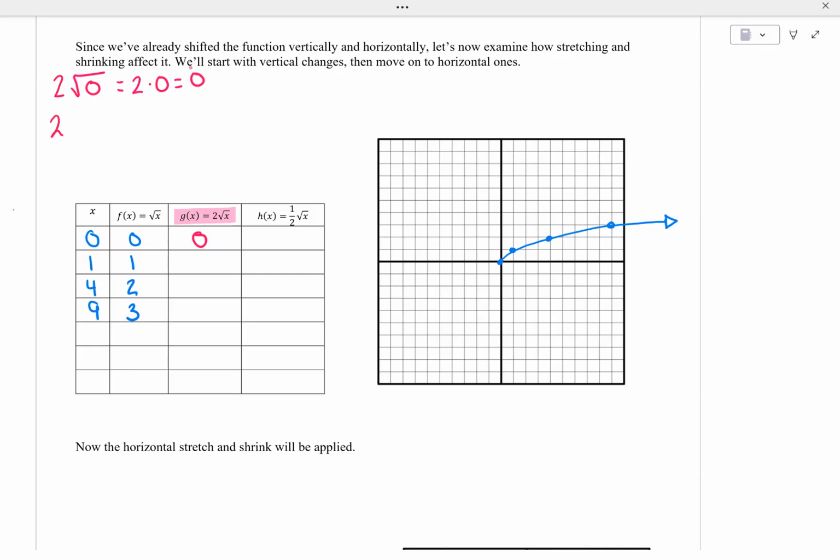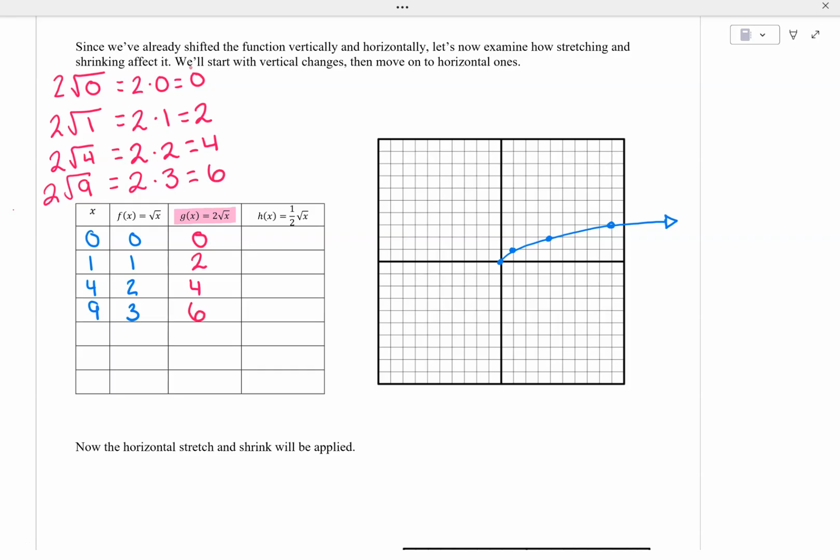Okay, so then we have 2 times the square root of 1. Square root of 1 is 1, so 2 times 1 is 2. There is our 2. 2 times the square root of 4 is 2 times 2, which gives us 4. 2 times the square root of 9, which is 2 times 3, which gives us 6.